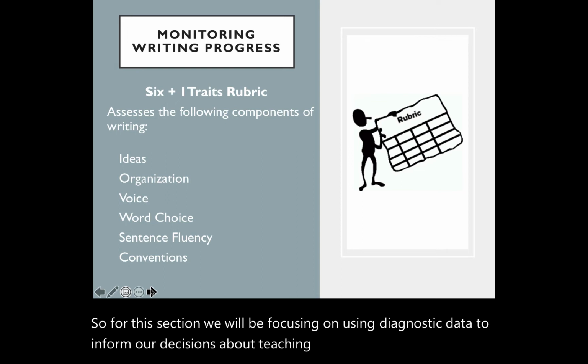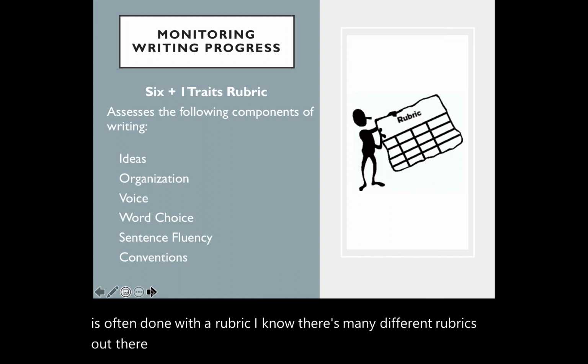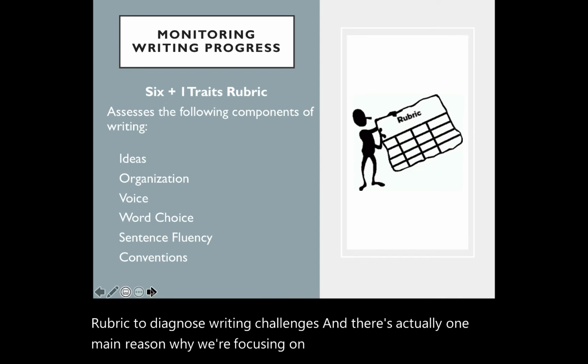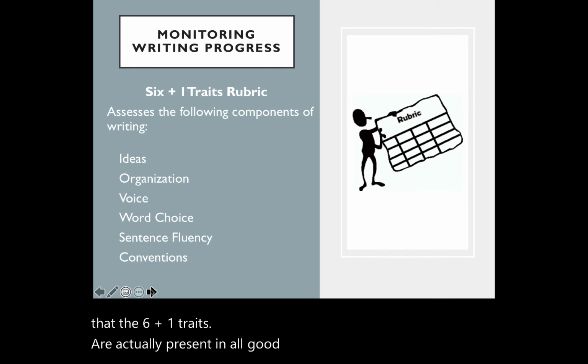Assessment in writing is often done with a rubric. I know there's many different rubrics out there to use. However, we will be focusing on using the 6+1 traits rubric to diagnose writing challenges. And there's actually one main reason why we're focusing on using this rubric. And that is that the 6+1 traits are actually present in all good writing, like I mentioned previously.